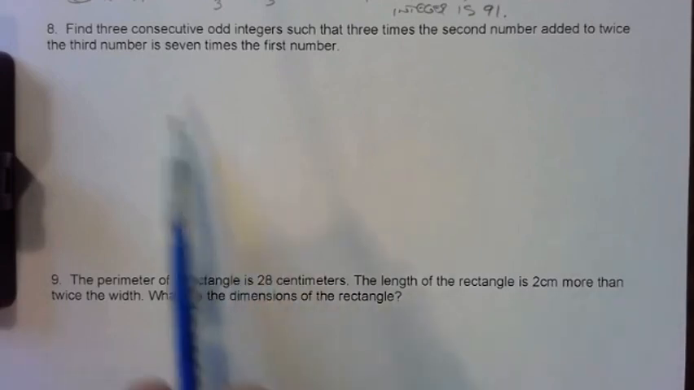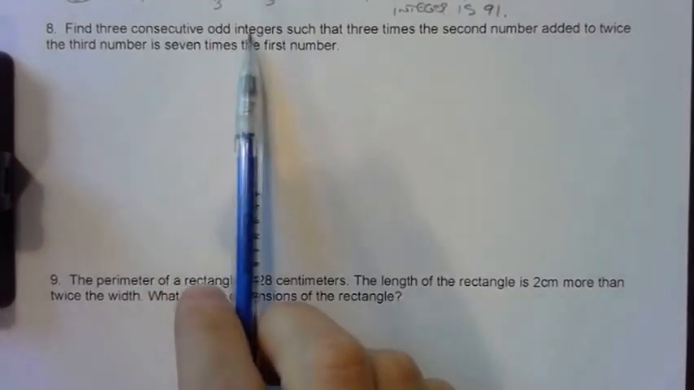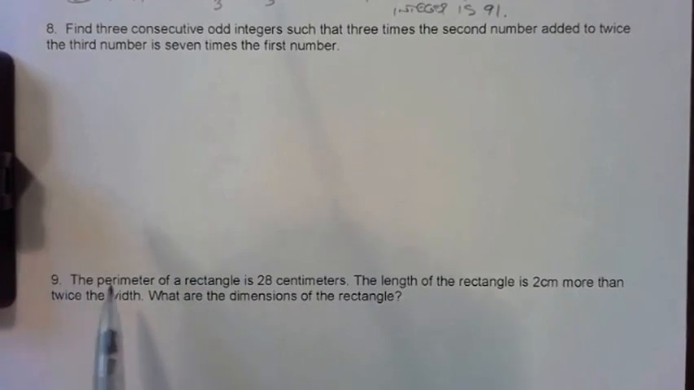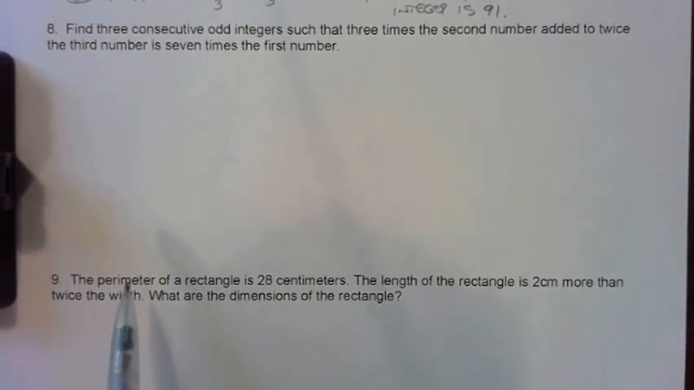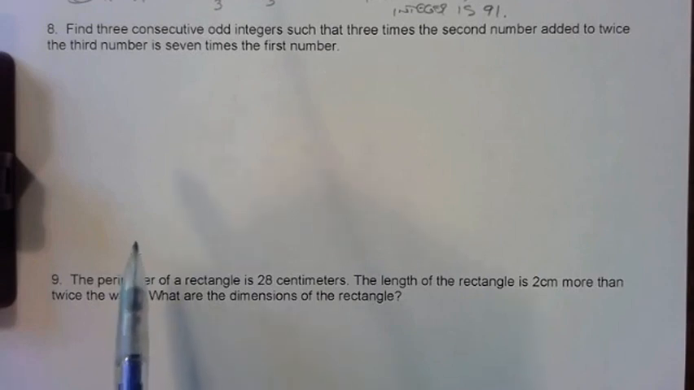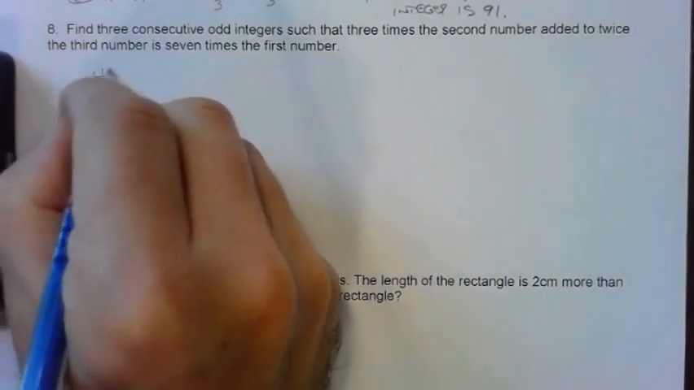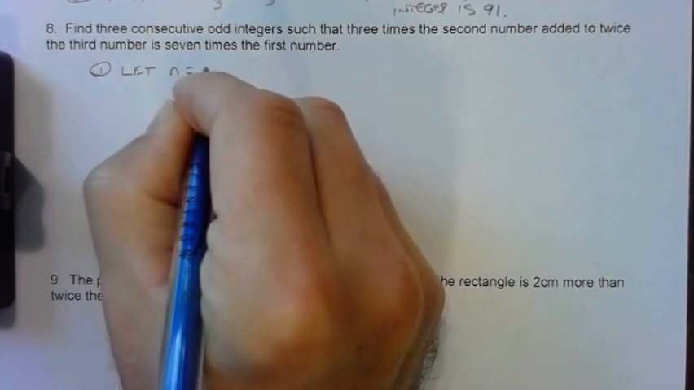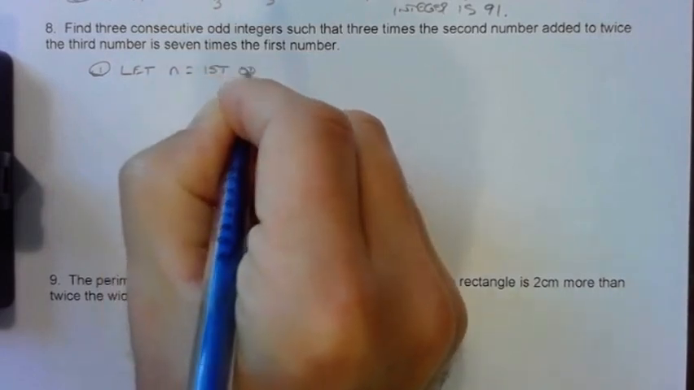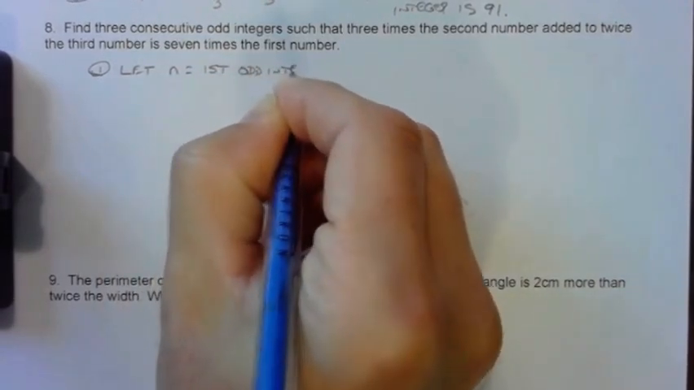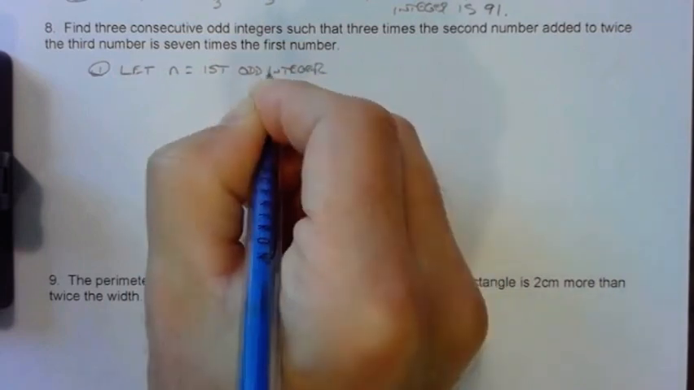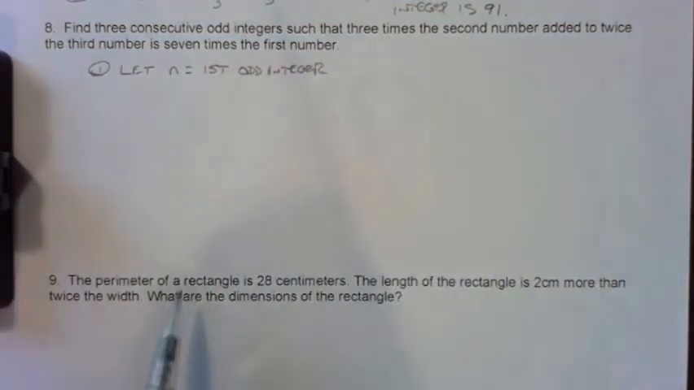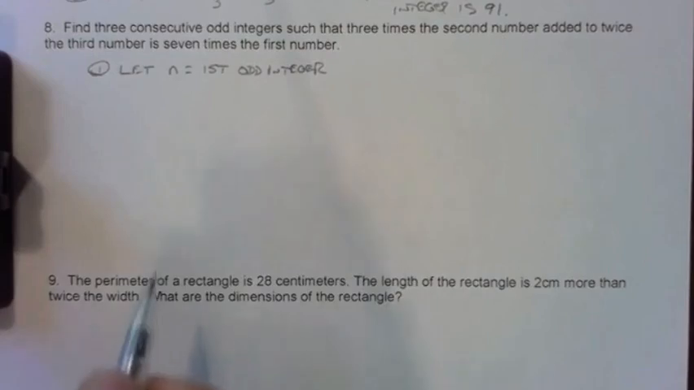In our next problem, we're looking for 3 consecutive odd integers such that 3 times the second number added to twice the third number is 7 times the first number. All right, so let's go ahead now and write our let statements. Let n equal the first odd integer. Since we're looking for 3 consecutive odd integers, n is the first one. Odd integers are 2 units apart from each other.